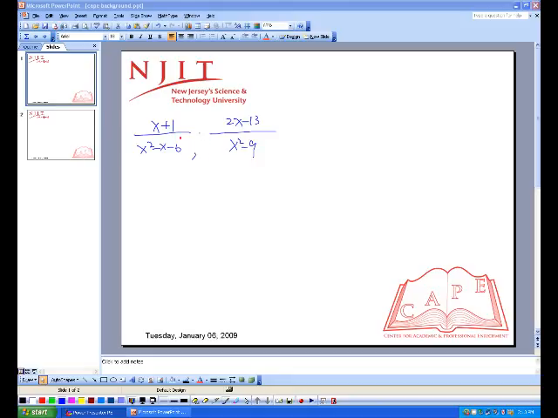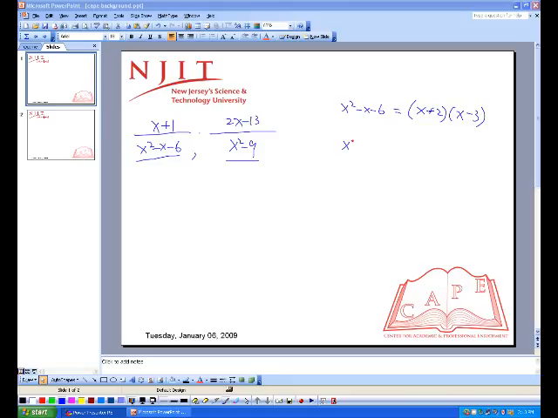So those are two rational expressions, and you have to find their least common denominator. So those are the denominators: x squared minus x minus 6 and x squared minus 9. First, let's look at x squared minus x minus 6. We have to make sure it's completely factored, and however, this is not completely factored. So let's factor it. It's x plus 2, x minus 3. Okay, so that's the factored result.